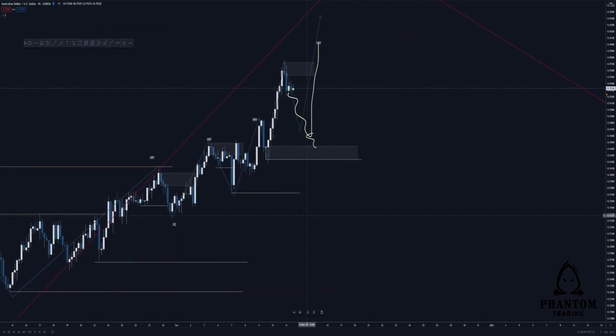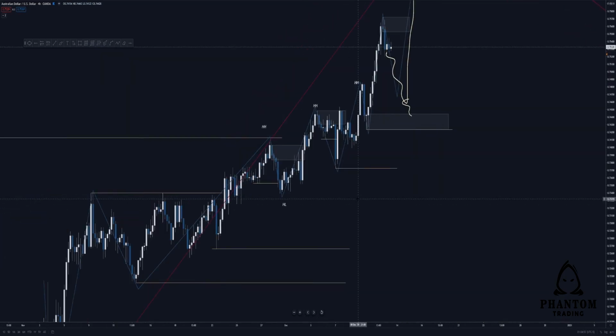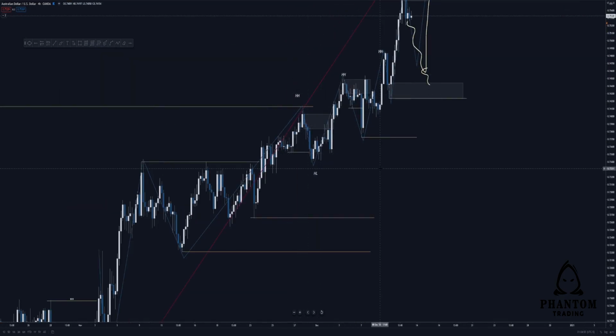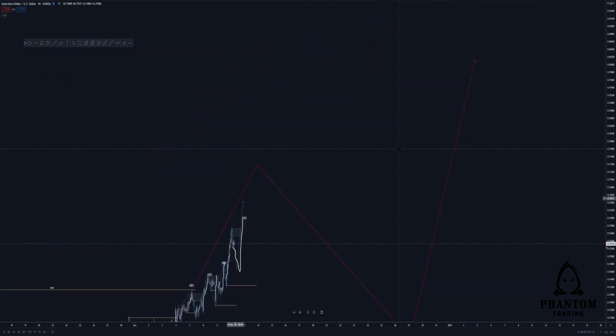So with that being said, if we look at reversals and continuations just based on the structure that we have here, clean this up a little bit.